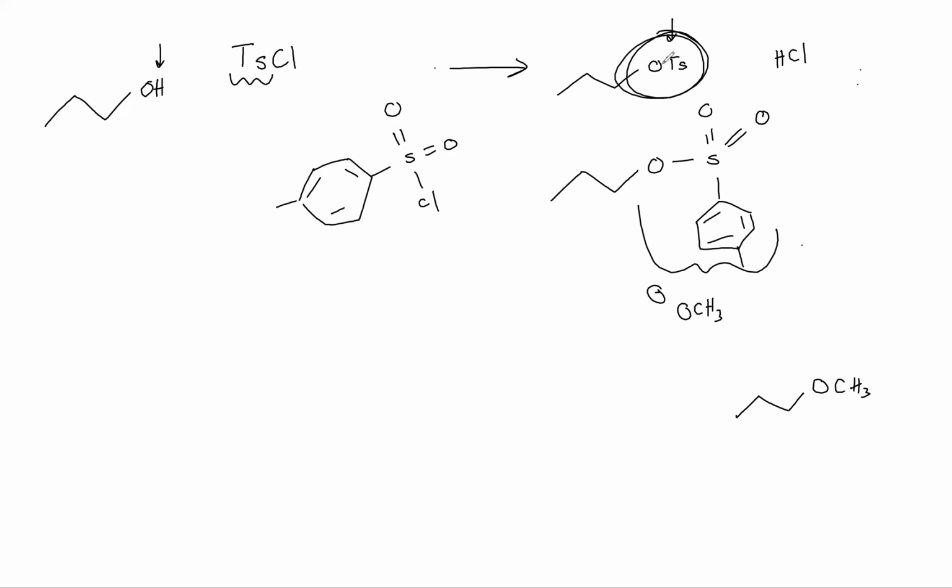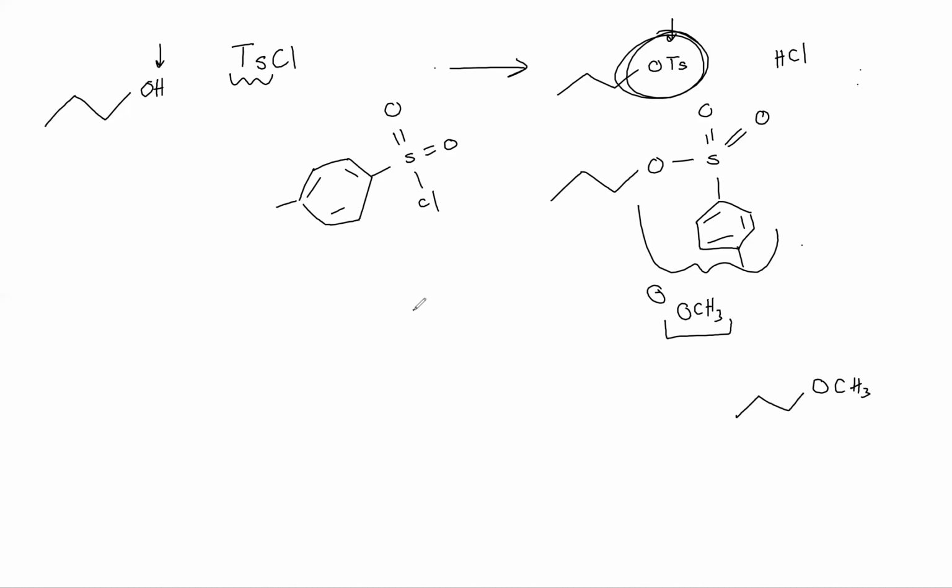We could replace it with anything. So you can see here, we replaced it using OCH3, whereas if we used PBr3 or SOCl2, we would only replace it with Br or Cl respectively. That's the big thing with tosylate.